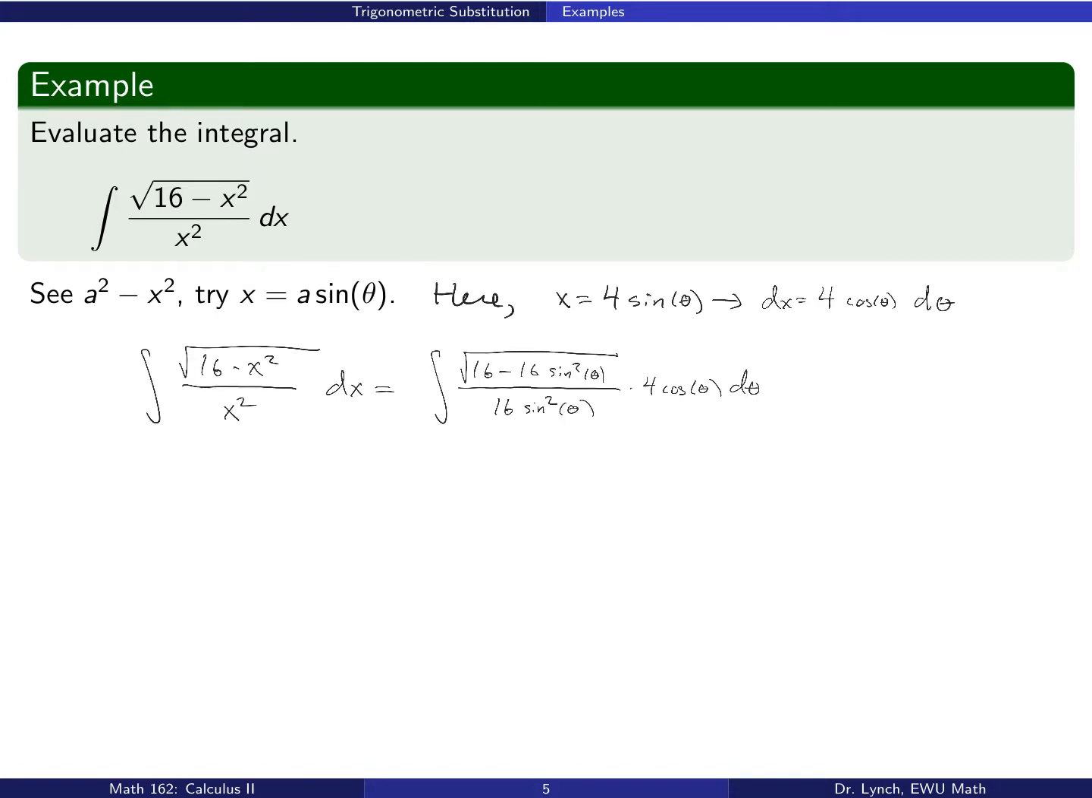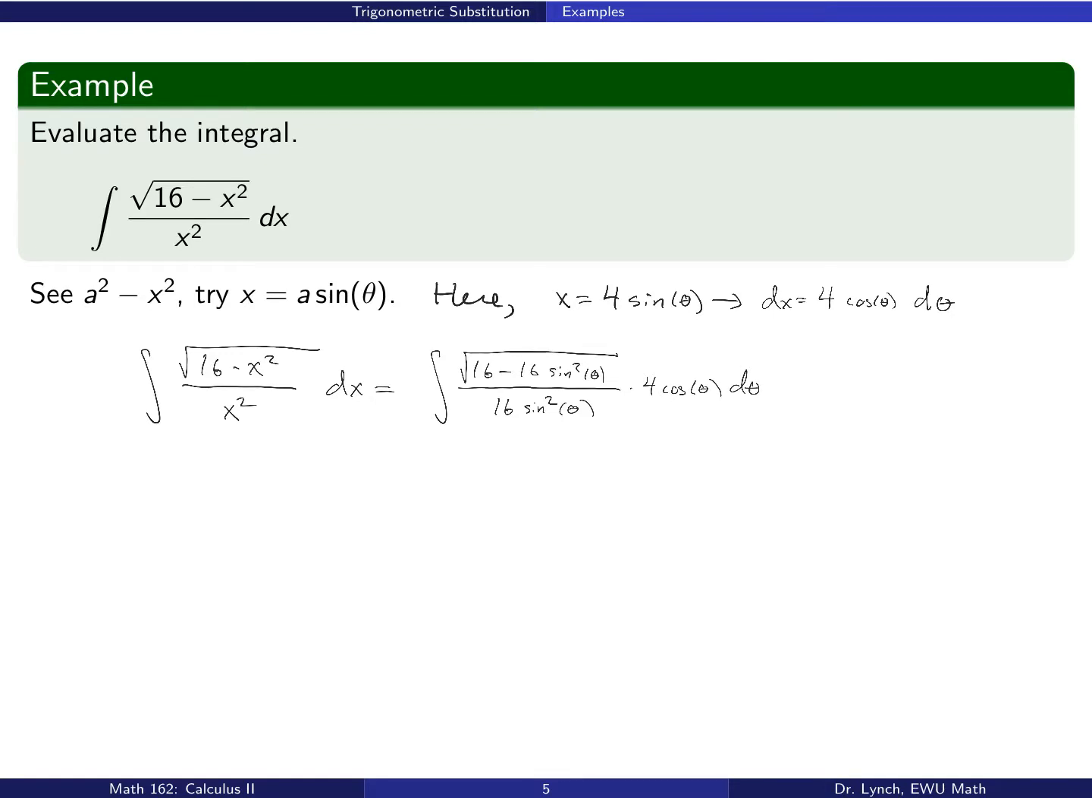Okay, so making the substitution x equals 4 sine theta, we see that dx is 4 cosine theta d theta, and we can substitute the entire integrand into theta world here, replacing x squared in the numerator and denominator with 16 sine squared theta, and replacing dx with 4 cosine theta d theta.